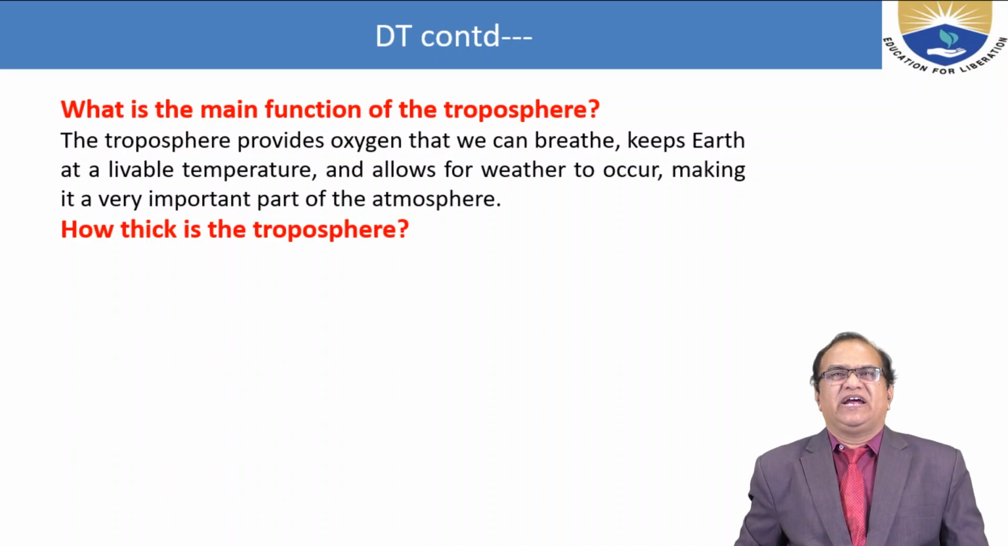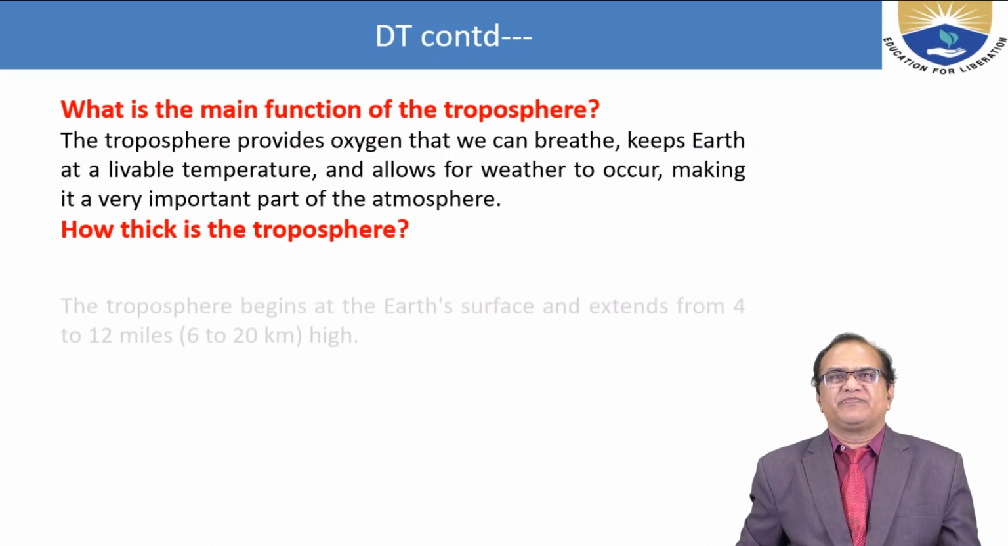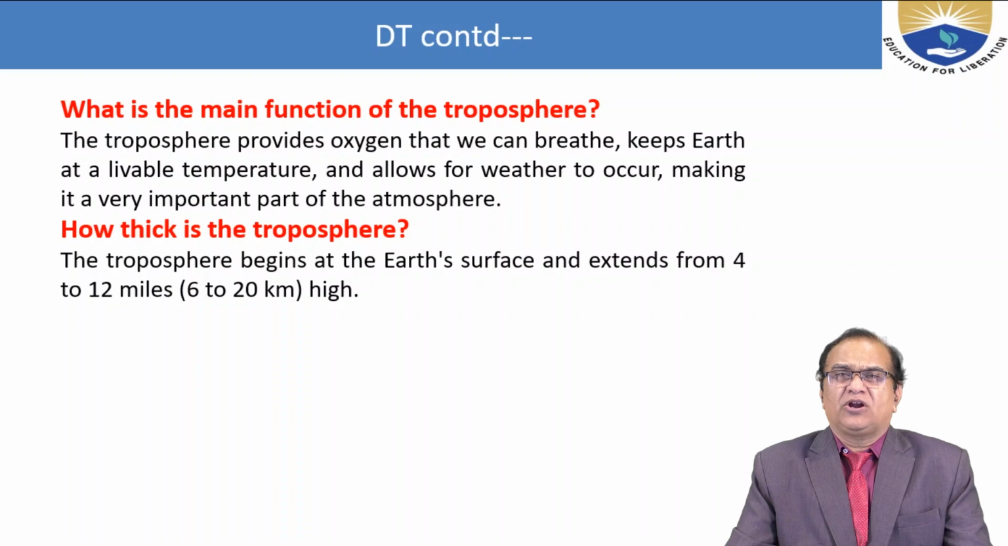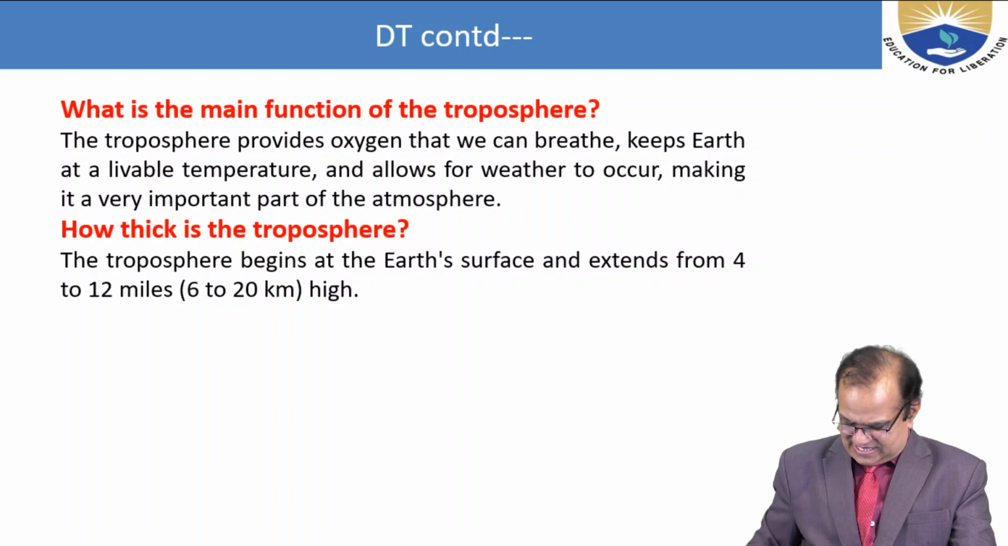How thick is the troposphere? What is the actual height of the troposphere? The troposphere begins at the earth's surface and extends from 4 to 12 miles, that is 6 to 20 kilometers high.